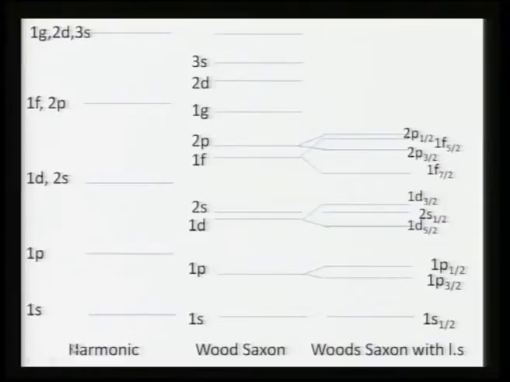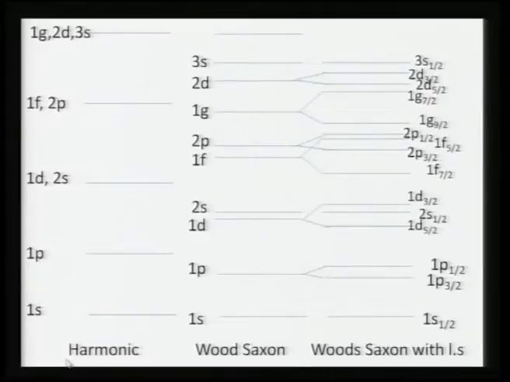Right. Then you have 1g. So, 1g will split, and 1g splits in two parts, g 9 by 2, g 7 by 2, and on top of that you have 2d, that will also split, 3s will not split. So, 2d goes like this, and then you have this 3s coming, okay, and then you have this 1h coming from the top, right, 1h 11 by 2 coming from the top.